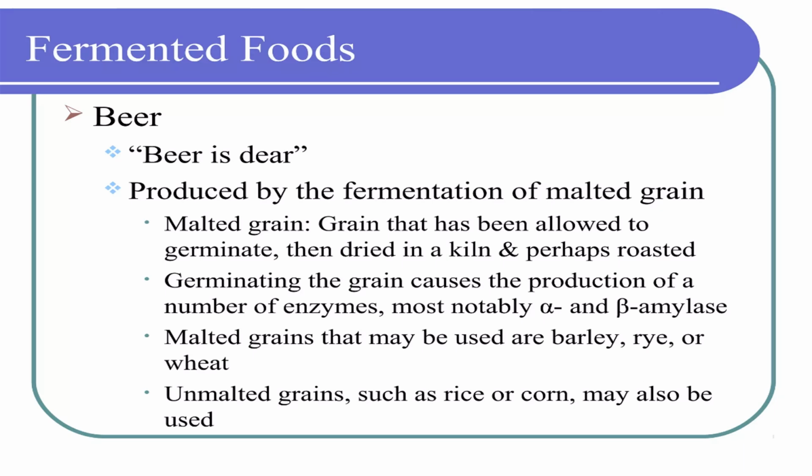Now what is malted grain? It is a grain that has been allowed to germinate, then dried in a kiln and perhaps roasted. Germinating the grain causes the production of a number of enzymes, most notably alpha and beta amylase. Malted grains that may be used are barley, rye or wheat. Unmalted grains such as rice or corn may also be used.